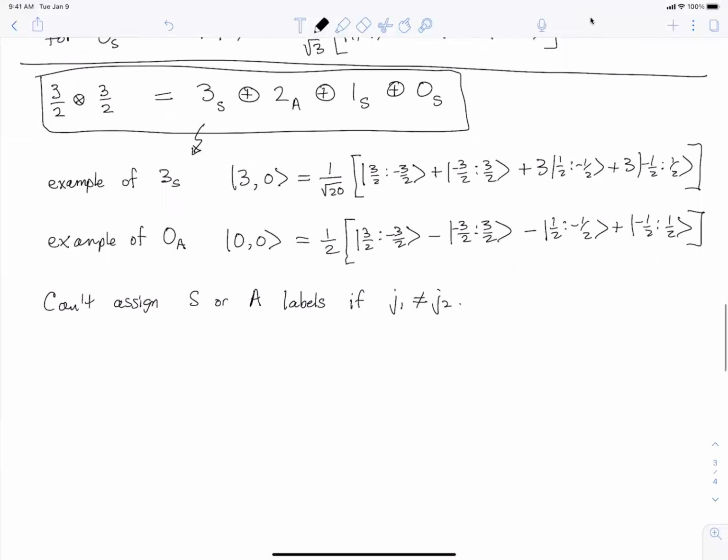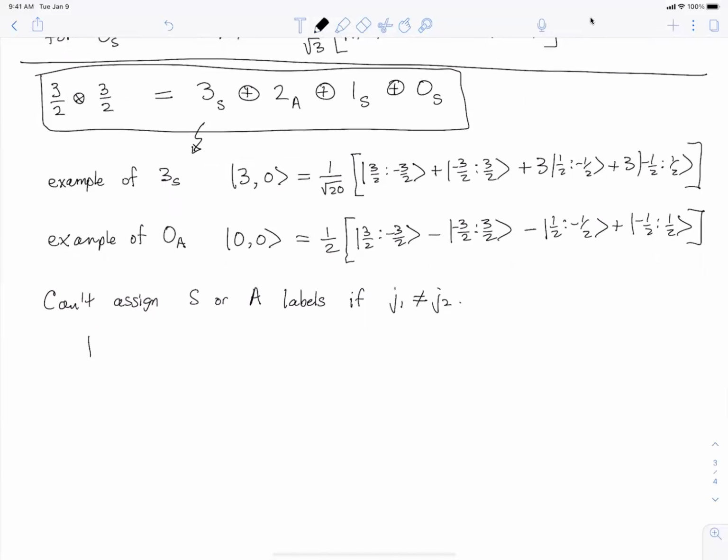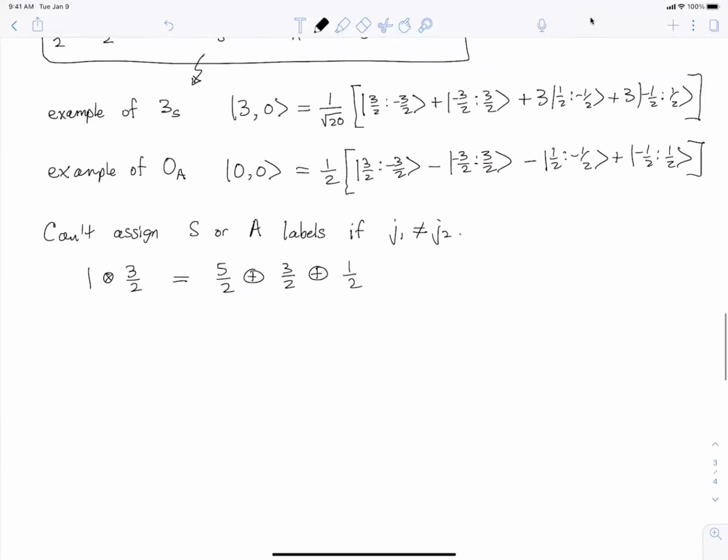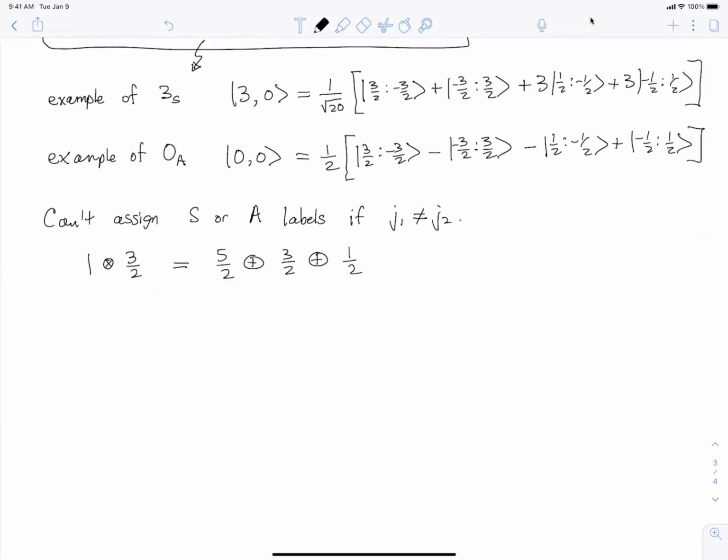interchange them. So for example, if I have one tensor product angular momentum 3/2, then you're going to get out 5/2 and 3/2 and 1/2. But there's no way to put a symmetric or anti-symmetric label on those different product states. They don't have any particular symmetry or anti-symmetry properties.